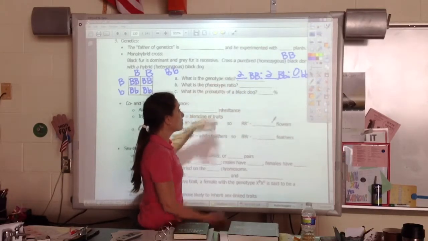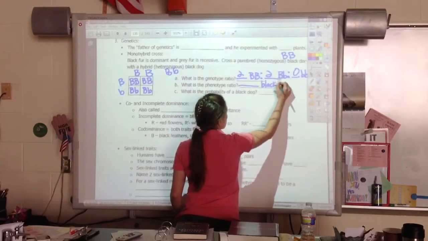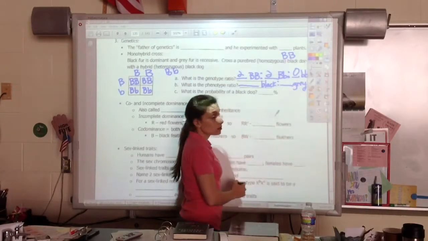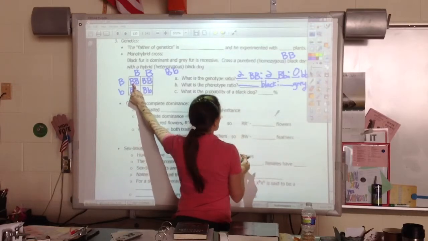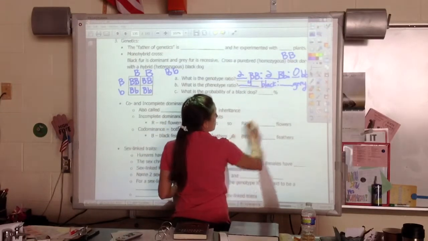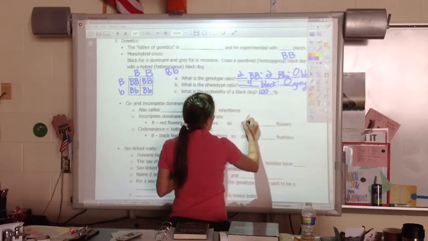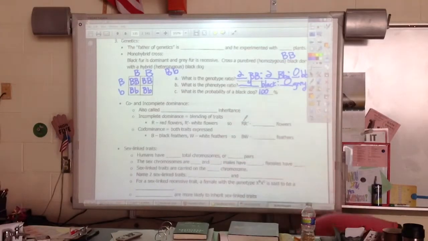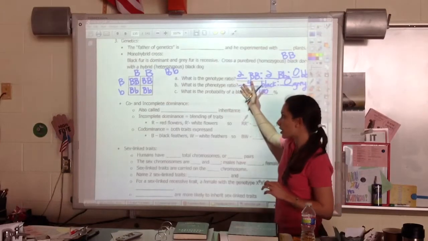The phenotype ratio, we're going to compare the phenotypes. How many are black? That's one phenotype. To how many are gray? And that's another phenotype. And so black, this represents a black dog, black dog, black dog, black dog. All four represent a black dog, no gray. So the probability of the offspring being a black dog is 100%. And so that's just a reminder of how to do a genetics problem.